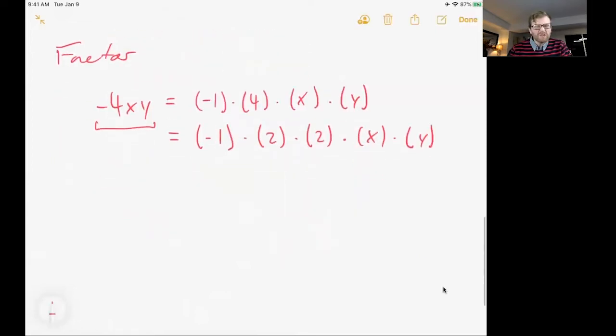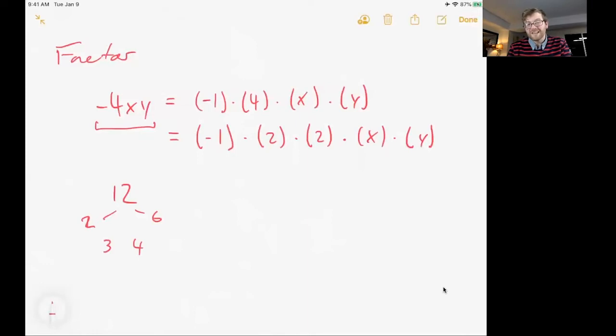We can do the same thing even with a constant. Let's say we took the number 12. I say it's a constant because it doesn't have a variable like x or y in it. And so we can say, what are the factors of 12? Well, 12 has all kinds of factors. I could say 12 is 2 times 6. 2 and 6 are both factors of 12. Or, let's see, 3 times 4. 3 and 4 are both factors of 12.